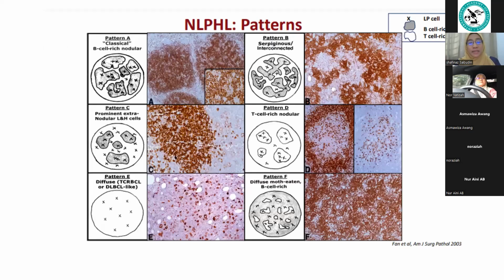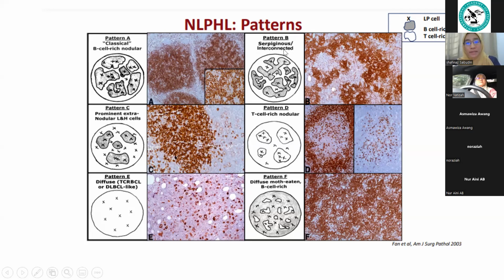Okay, this is the schematic diagram of what I've just mentioned of all the patterns A to F, correlating with the CD20 stain next to each pattern. So pattern A is the classical. You see the huge nodule which is made up of B lymphoid cells in the background, and the LP cells are intermingled within the nodule. And these are highlighted by the CD20 immunostain, showing the nodular configuration.